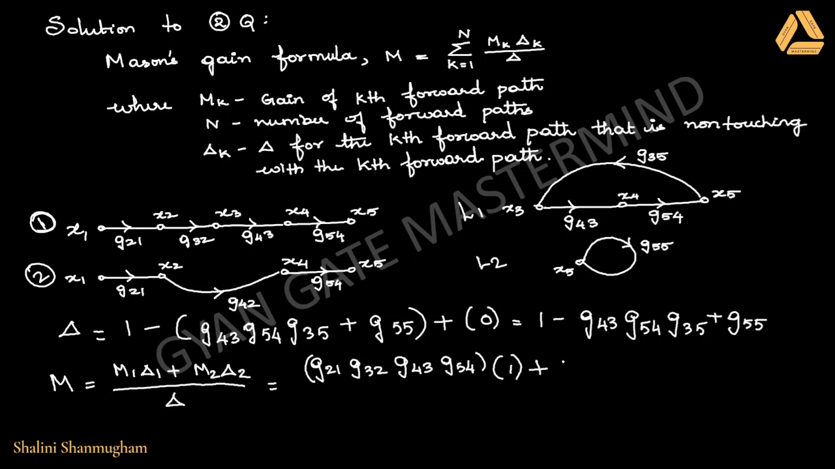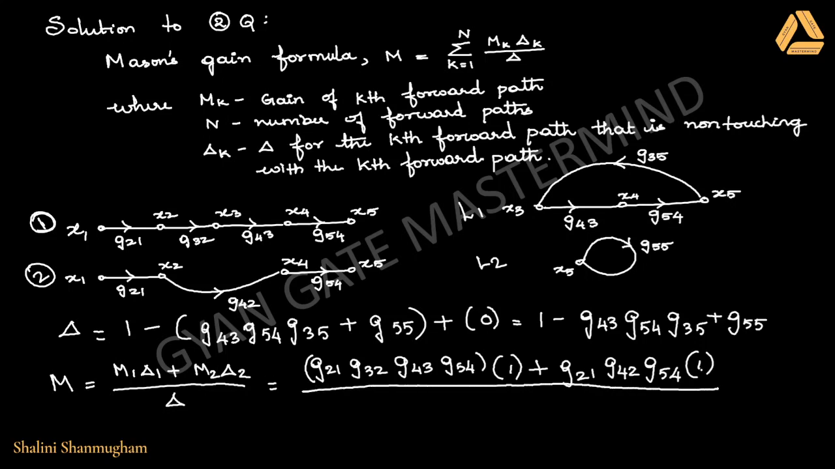The forward path gain of the second one is given by G21, G42, G54, multiplied by del 2. So del 2 here is also 1, because there are no loops non-touching this kth forward path, that is the second forward path. So I am going to replace del 2 with 1.